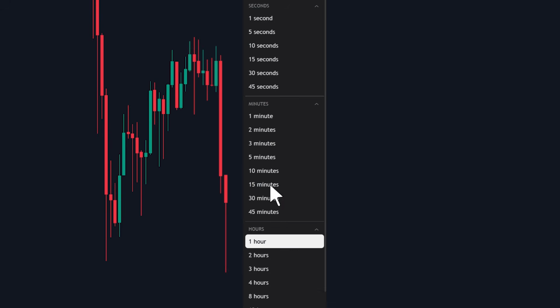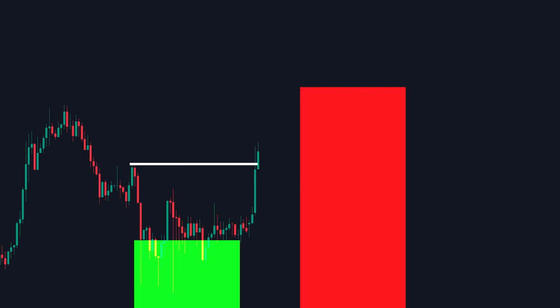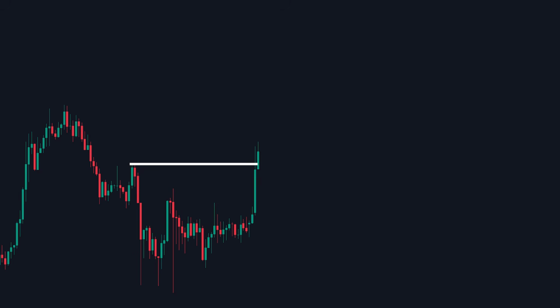Step 3. Wait for the change of character. The sweep alone is not an entry, ever. After the sweep, drop to your execution time frame, the 5-minute or 15-minute, and wait for price to close through the last opposing swing with displacement. Displacement means big-bodied candles, an aggressive move, not a slow drift. And remember the upgrade from the theory. If price printed a higher low before breaking that swing high, showing that sellers were already exhausted, you're looking at the strongest version of this signal.